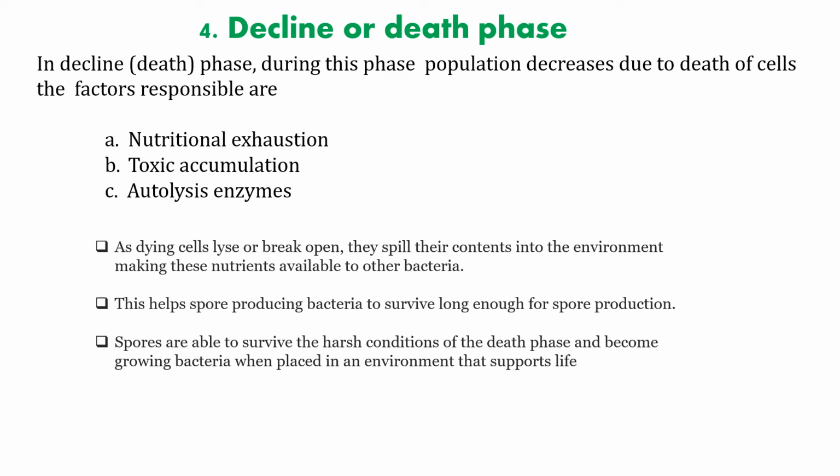The fourth phase is decline phase or death phase. In the last phase of the growth curve, the death phase or decline phase, the number of viable cells decreases in a predictable or exponential fashion. The steepness of the slope in the growth curve corresponds to how fast cells are losing their viability, how fast cells are dying. This happens because of nutritional exhaustion, toxic accumulation, and self autolysis by enzymes.